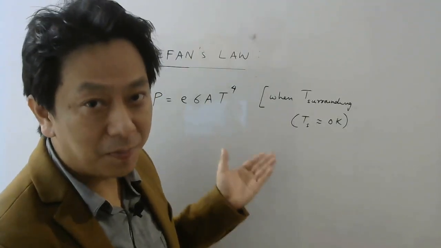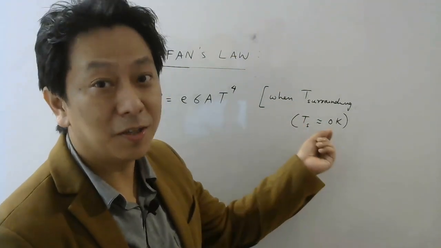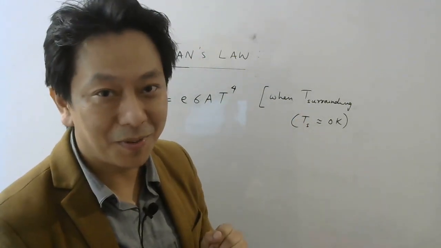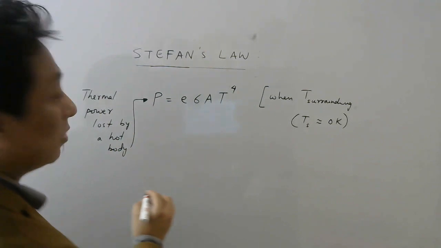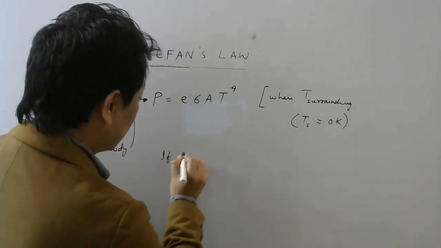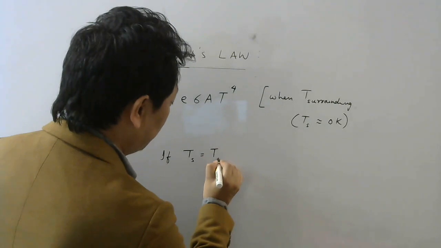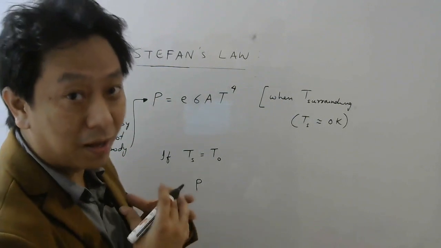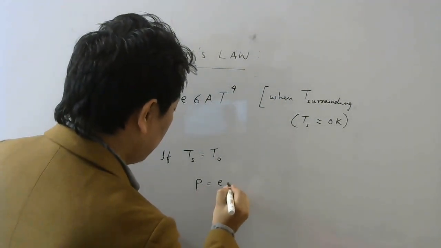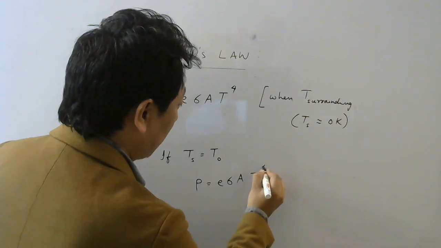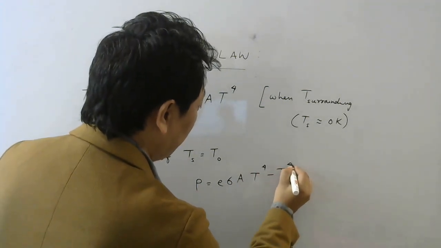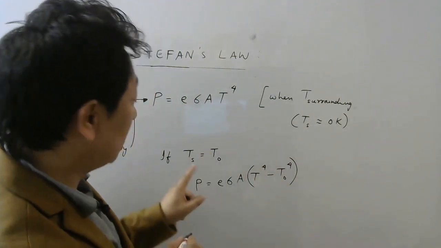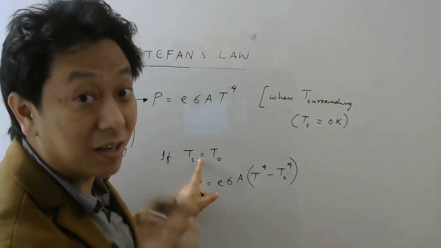Now this formula is applicable when the surrounding temperature is assumed to be 0 Kelvin. But in reality, there will be some surrounding temperature, yes or no? In that case, how the formula will be written? So if surrounding temperature is, let us assume T0, then the formula for power emitted by a body is equal to E sigma A T power 4 minus T0 power 4. So this factor you must include if the surroundings temperature is not negligible.